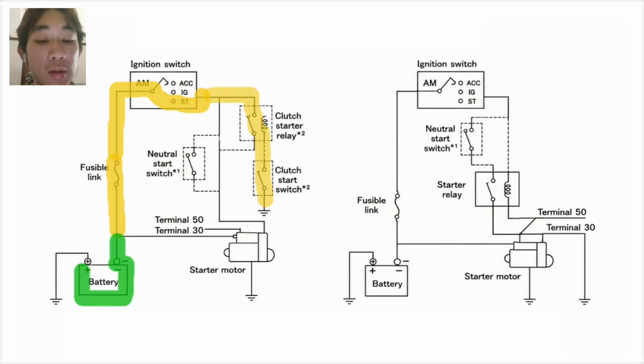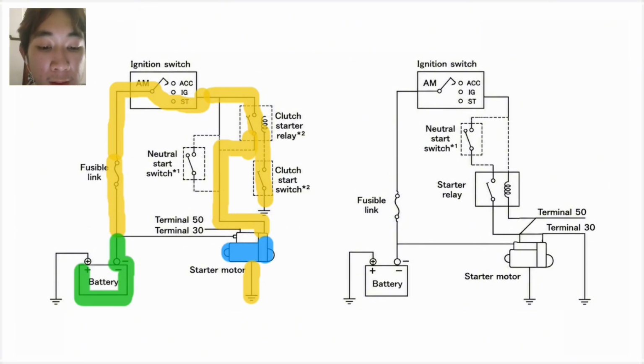Next, once the safety switch is closed, current reaches terminal 50 of the starter motor. Then terminal 50 activates the starter solenoid. This solenoid then engages the starter gear with the engine flywheel and connects terminal 30 to the starter motor. Since terminal 30 is connected directly to the battery, a large amount of current flows into the starter motor. Therefore, the starter motor rotates and cranks the engine until it starts.